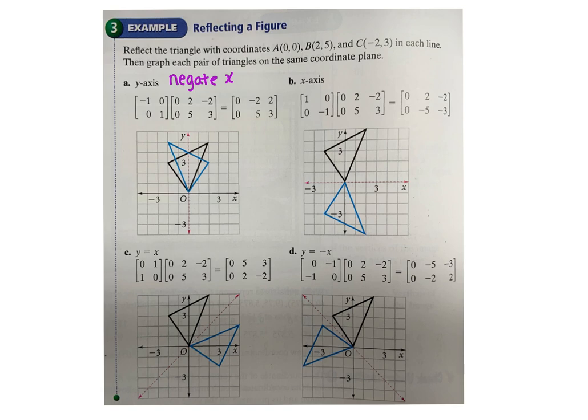You can do the matrix multiplication if you'd like to. I would personally write down negate x. That's what I would do, right? So then what do you think happens when you reflect across the x-axis? You negate your y, yes. Negate your y.